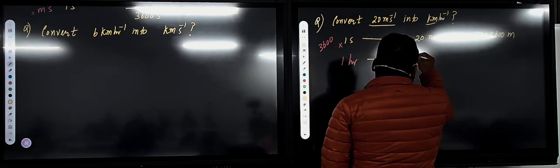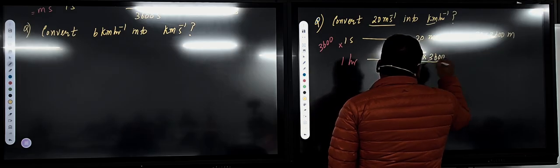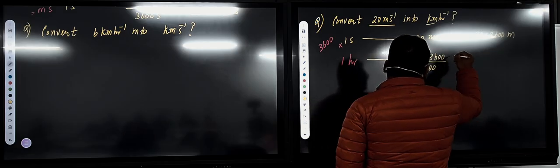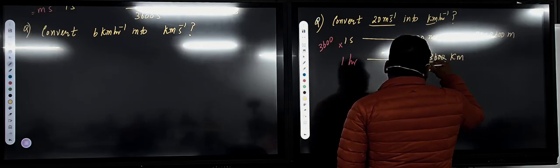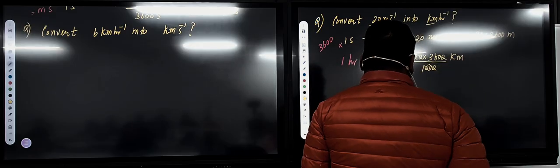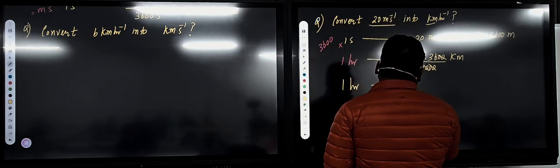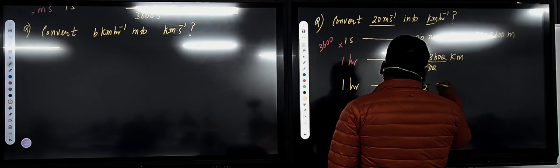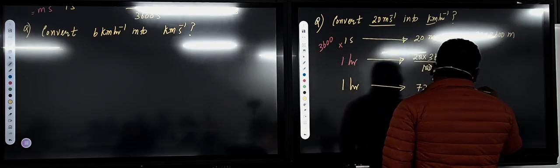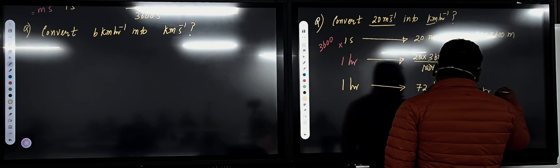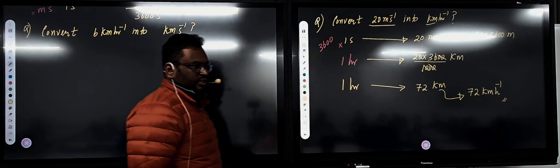So what you do? 20 times 3,600 divided by 1,000. Now it is in kilometers. So now 2 zeros gone. So in 1 hour it travels 72 kilometers. So you translate this as 72 kilometers per hour. That's how you do that question.